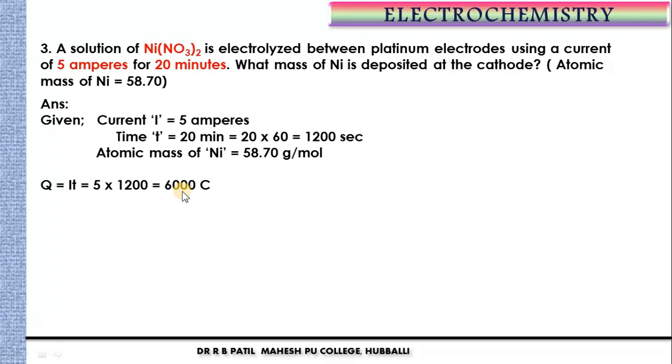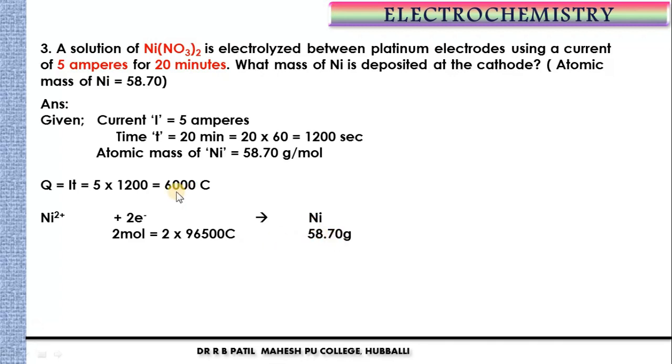Okay, now we know that the nickel 2+ ion requires 2 moles of electrons to form 1 mole of nickel. So 1 mole of nickel means it is 58.70 grams of nickel that is going to deposit. Okay, let me write down that. So 2 moles of electrons, that means 2 into 96,500 coulombs, is going to deposit 58.70 grams of nickel.